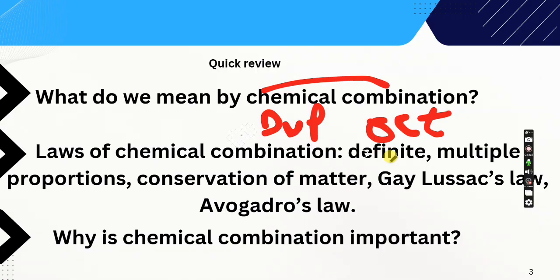We have the law of definite proportion. That is saying that, irrespective of the source of a particular chemical compound, the proportion of the atoms that make the compound will still be the same. Whether I get my own water from Africa or you get your own water from India, the water is still going to have two atoms of hydrogen and one atom of oxygen.